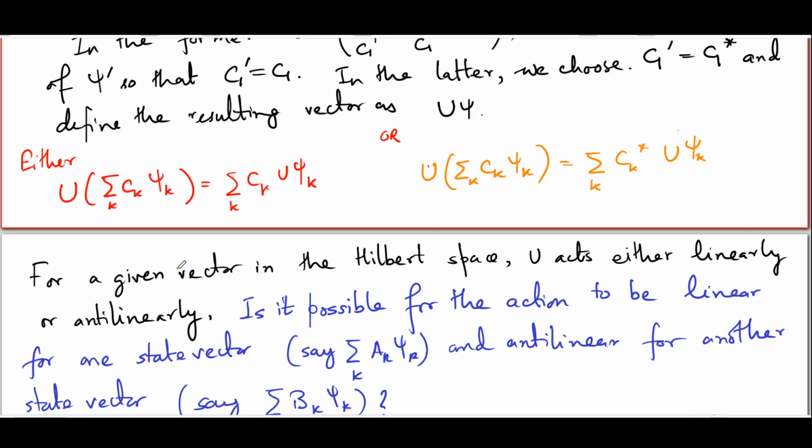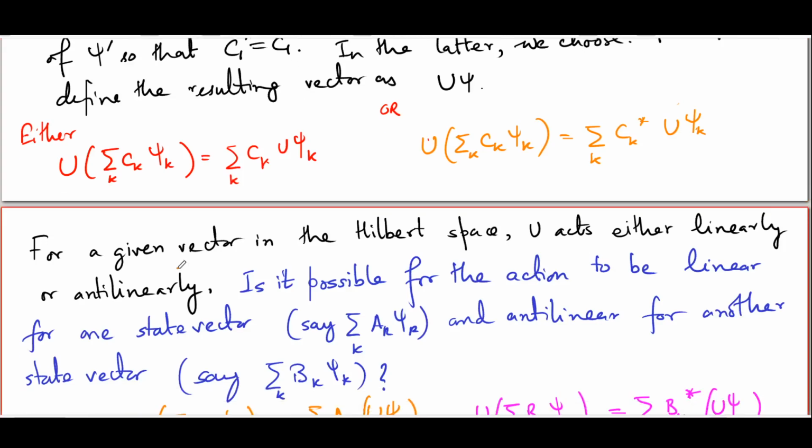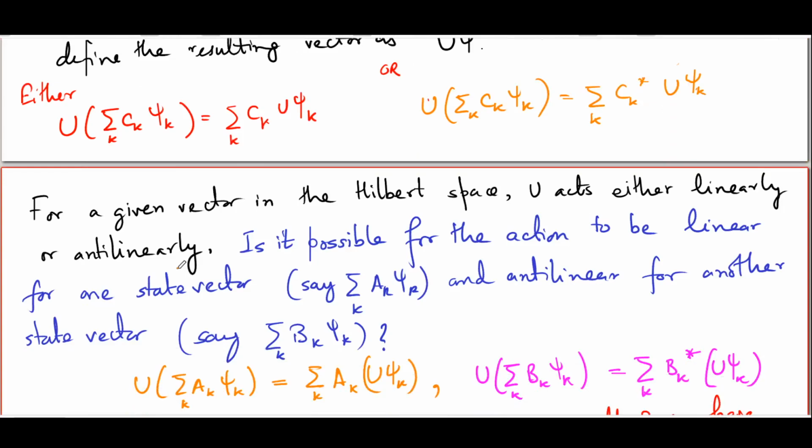But there is still a possibility which we haven't ruled out yet. Is it possible for the action of u to be linear for one state vector, say sum over k ak psi k, and antilinear for another state vector, say sum over k bk psi k? In other words, is this a possibility? U acting on sum of ak psi k is sum over k ak u psi k, whereas u acting on sum over k bk psi k is sum over k bk star u psi k. All the things that we have proven so far do not rule out this possibility as of now.